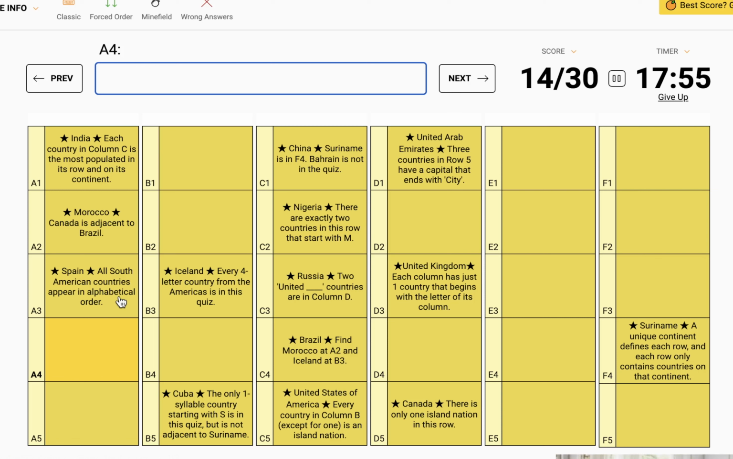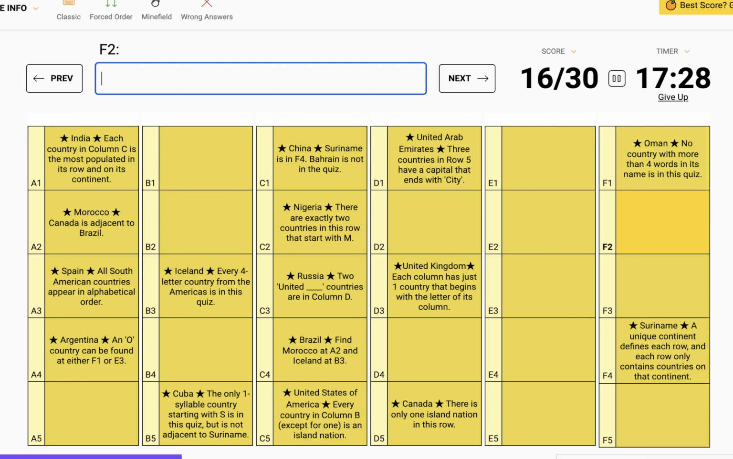There's only 13 in South America. Yeah, so I think this is going to have to be Argentina. An O country can be found at either F1 or E3. O. I think it's going to have to be F1 and it's going to be Oman. Because that's the only country that starts with an O. No country with more than 4 words in its name is in this quiz. Okay, I don't know if that's helpful or not. But I think this is Bolivia.